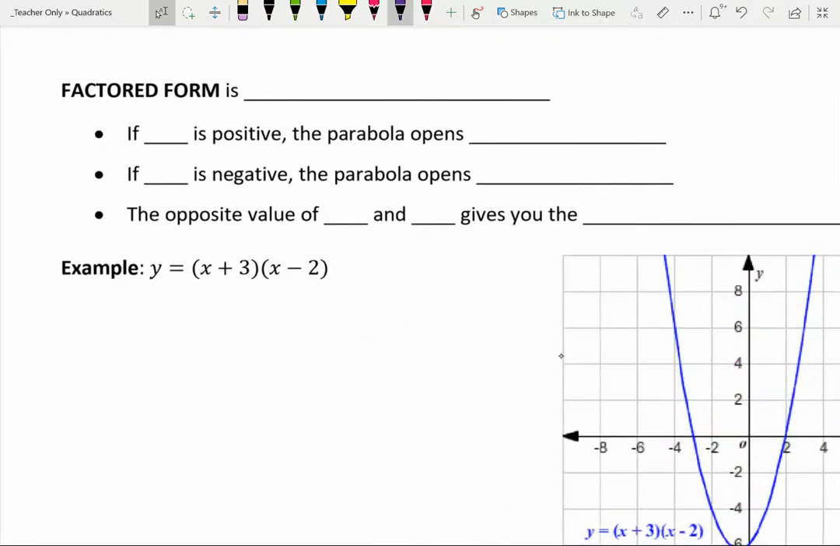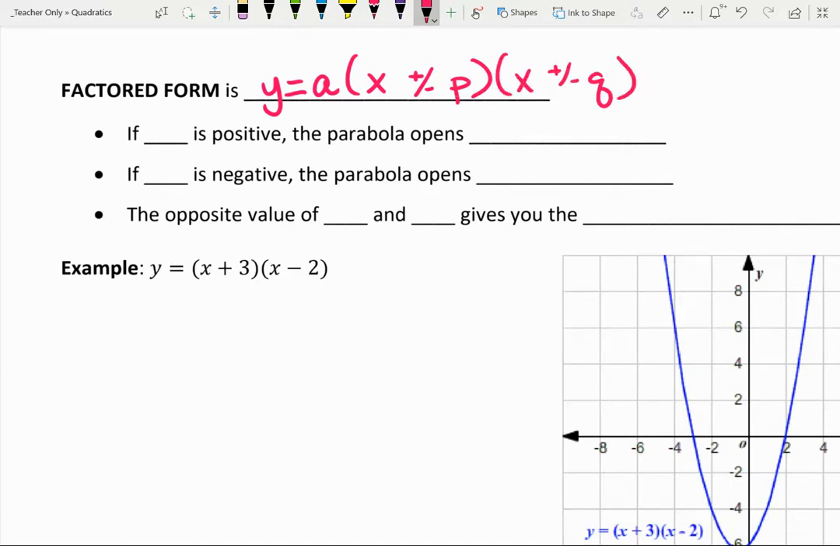So factored form looks like anything of the form y equals a times (x plus or minus p) times (x plus or minus q). And I will explain that plus or minus in just a minute here. But it's really got three parts. It's got a times an expression in parentheses and another expression in parentheses.